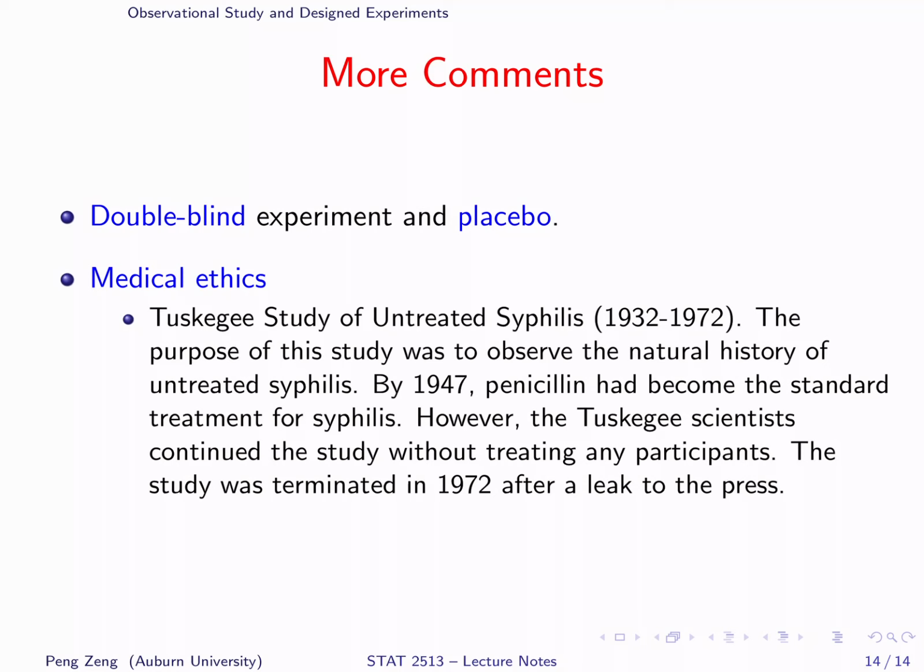In fact, the doctor does not know either, because we do not want the doctor to give the participants any hint. Such an experiment is called double-blind. The participant does not know, and the doctor also does not know. Only the researchers know. Why do we need a double-blind experiment?